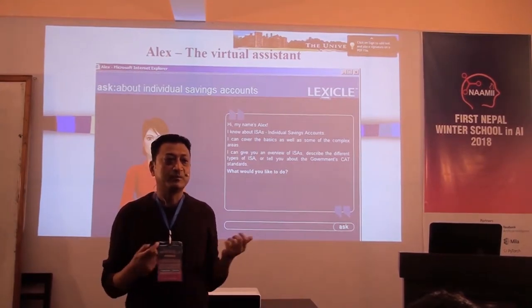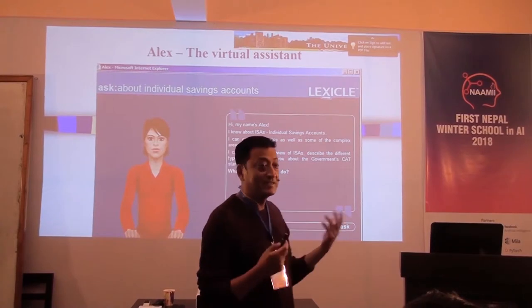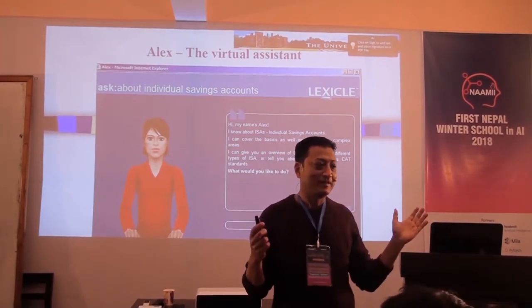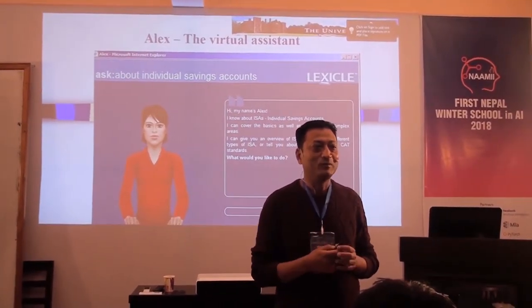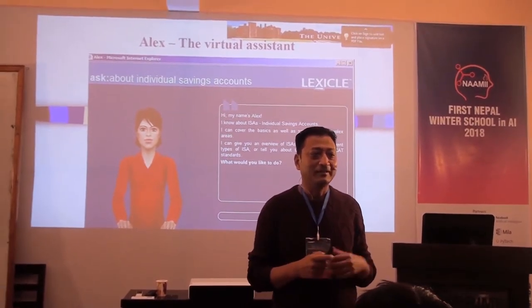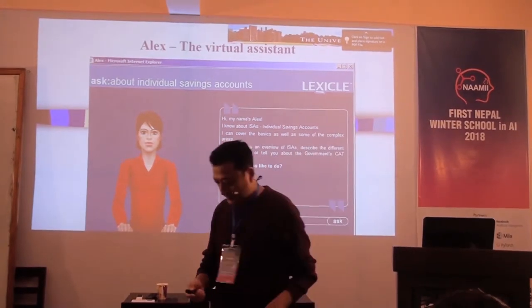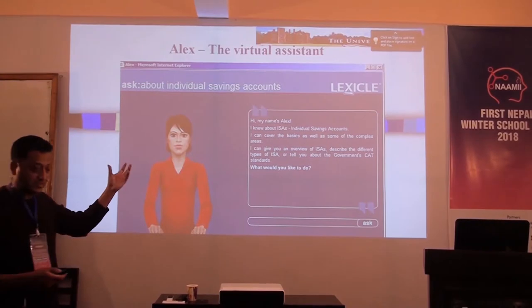And if the system is not able to answer those questions, then the virtual assistant would itself say, I'm not able to answer your question. I don't understand what you're saying. Maybe I'll get a real person to give you a phone call. Would you like to enter your phone number? And then the system will get a real person to answer the question. So that's the idea.